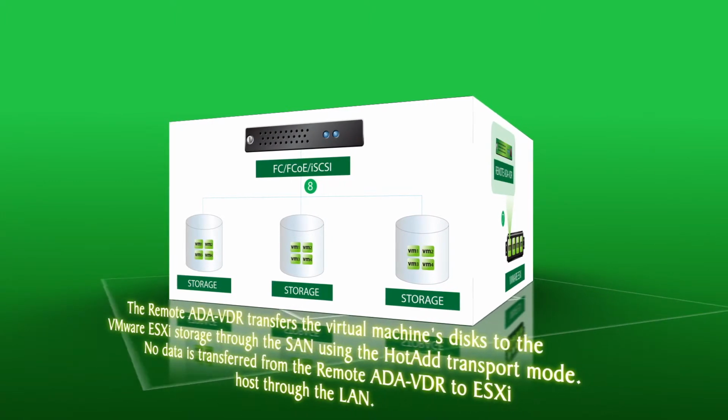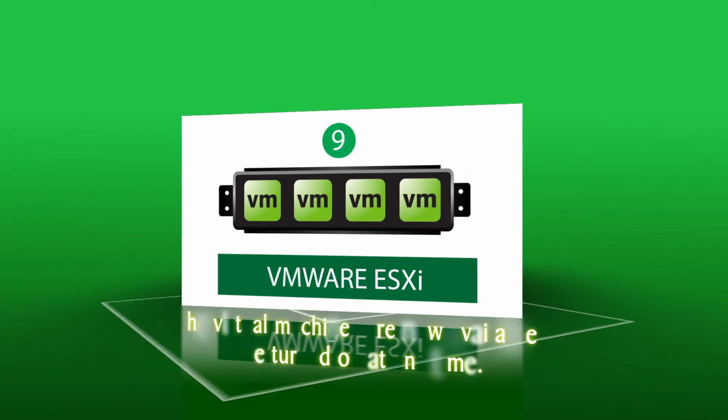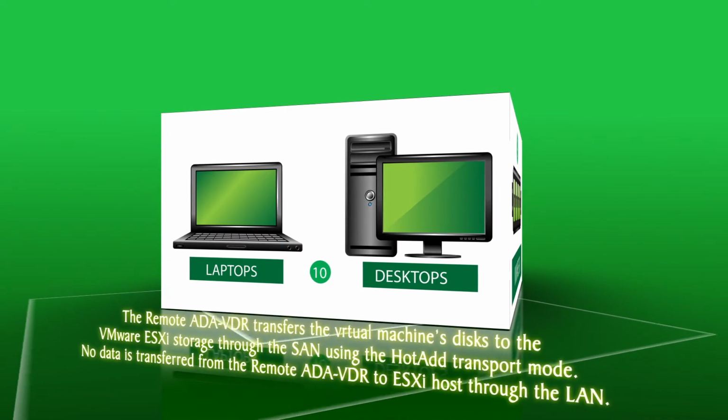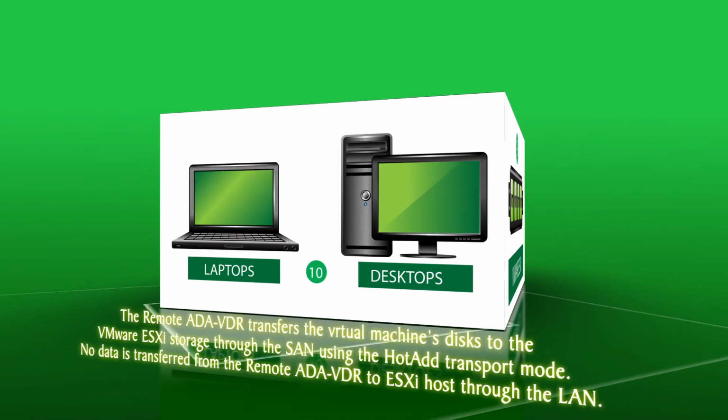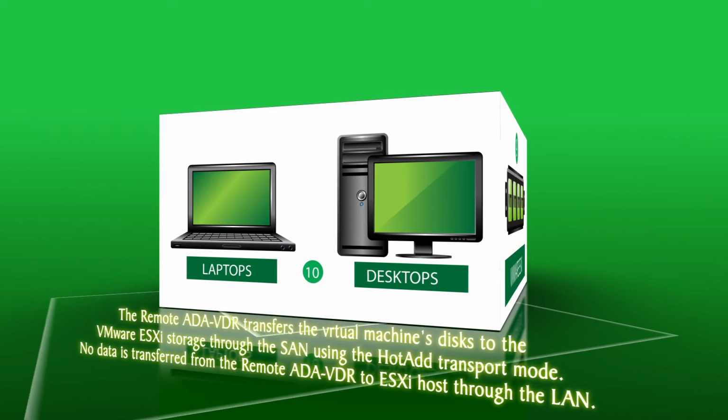No data is transferred from the remote Abhraya VDR to the ESXi host through the LAN. Ninth, the virtual machines are now available to be turned on at any time. Tenth, when faced with a disaster, users can turn on the backed up virtual machines and access their data running on those virtual machines at the remote offsite data center via external IP access.